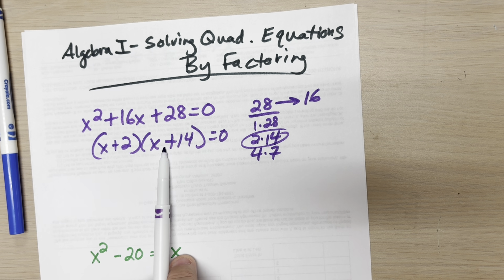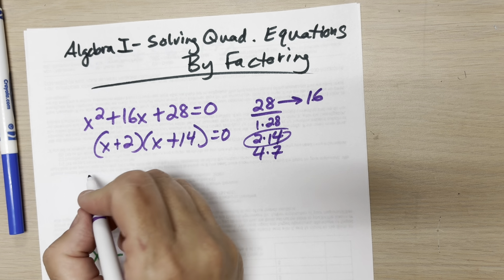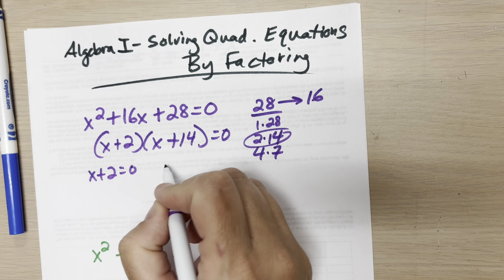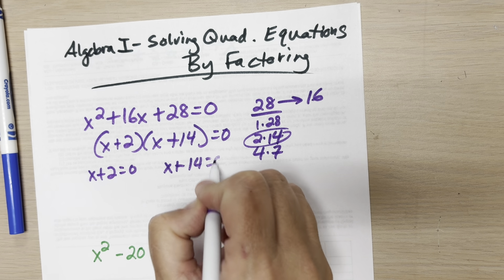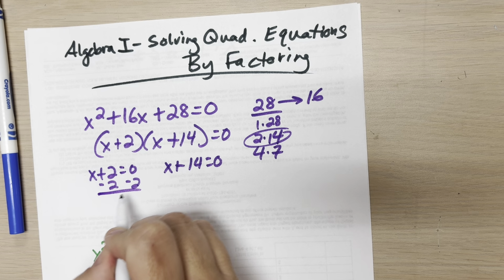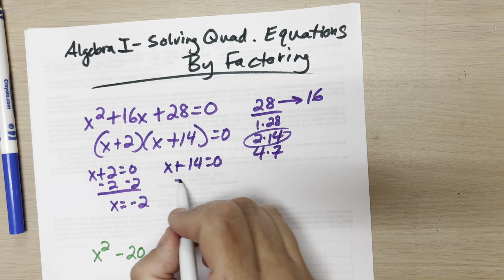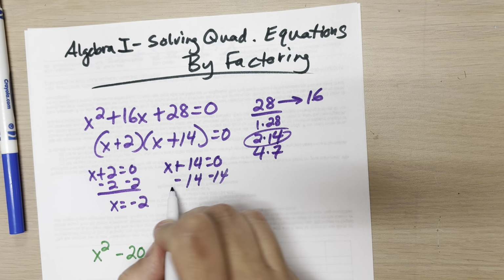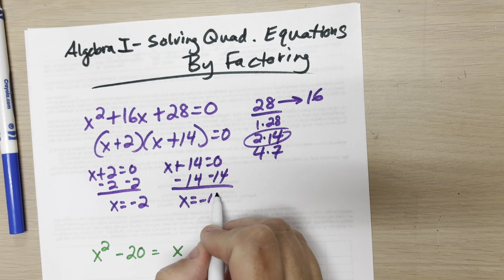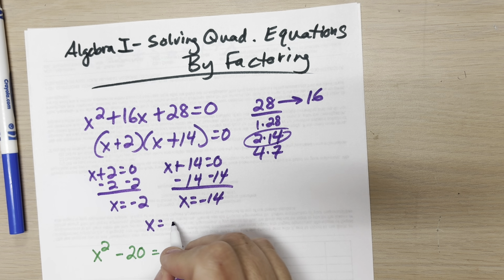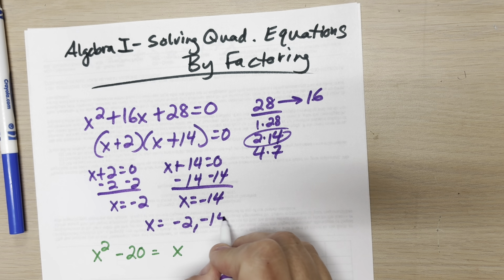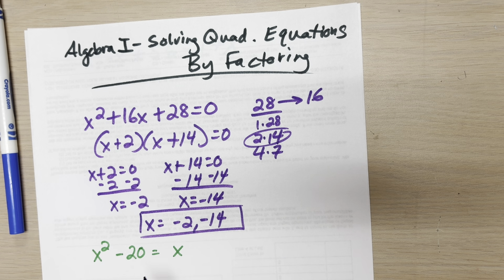Since I have two numbers being multiplied with a product of 0, one of those numbers has to be 0. So we're going to go ahead and set both of these to 0 and solve. So we get x is negative 2, or over here, x is negative 14. Let's put our answer as negative 2 comma negative 14, and you're all set.